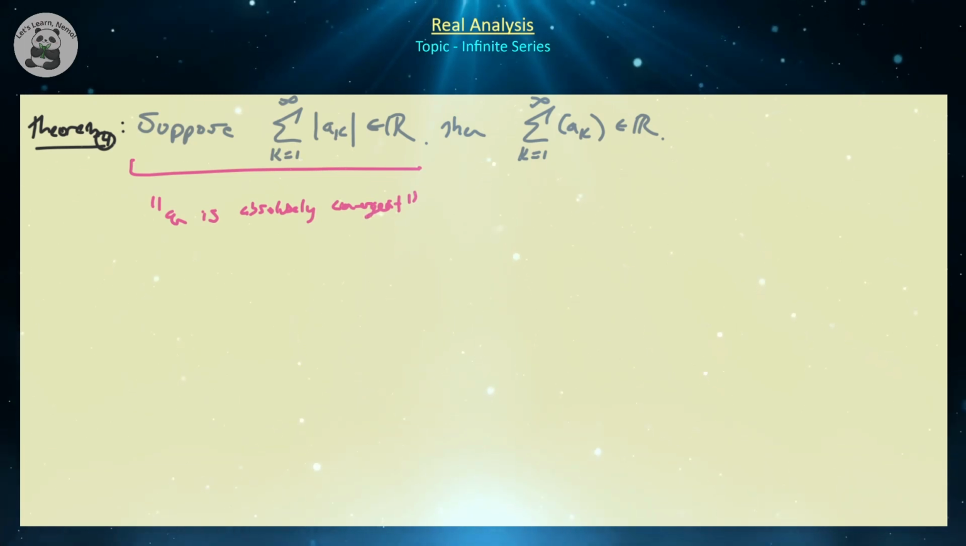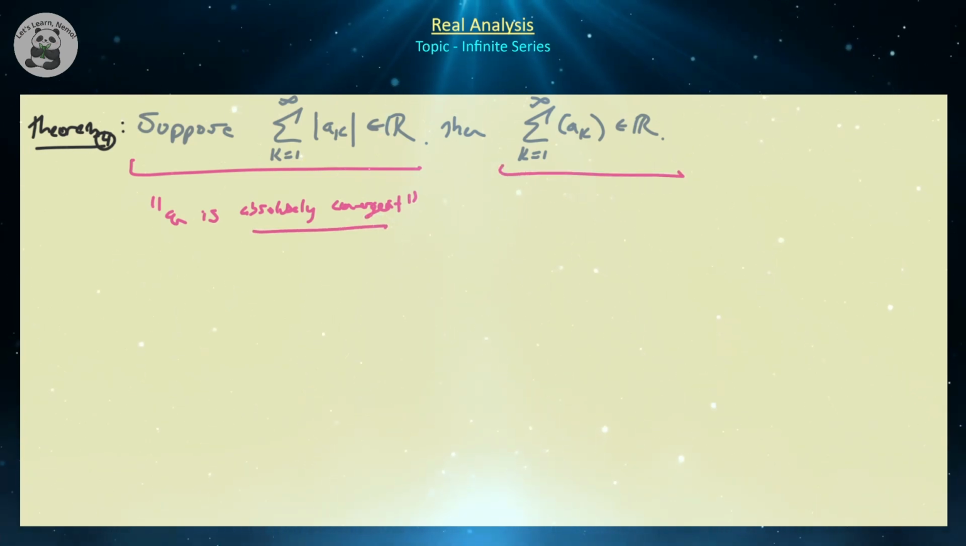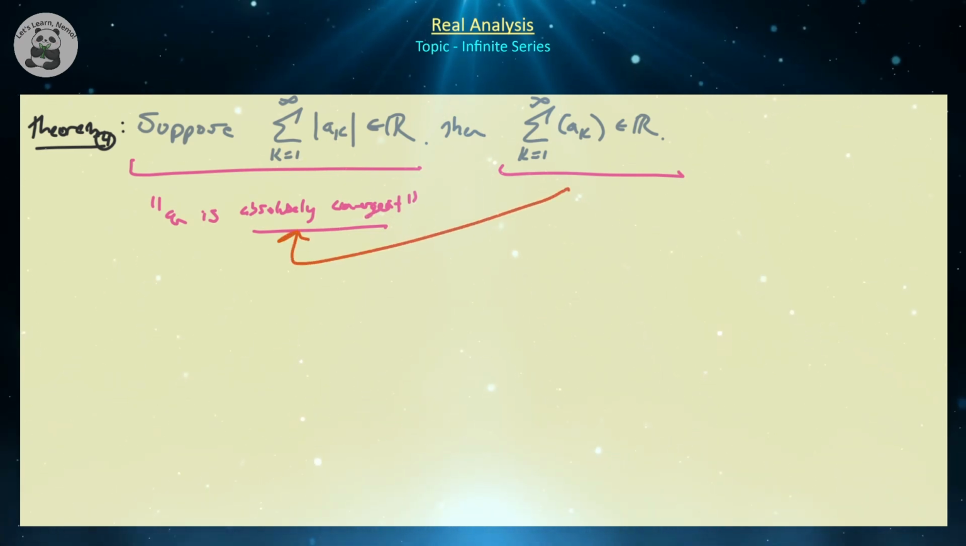Actually, yeah, because the theorem says if a series is absolutely convergent, then the associated series is convergent, right? So if it's absolutely convergent, then it's convergent. But keep in mind, if the series is convergent, that doesn't necessarily imply that it is absolutely convergent. So let's look at an example of how this absolute convergence test works.